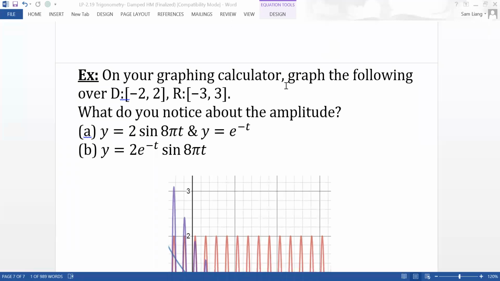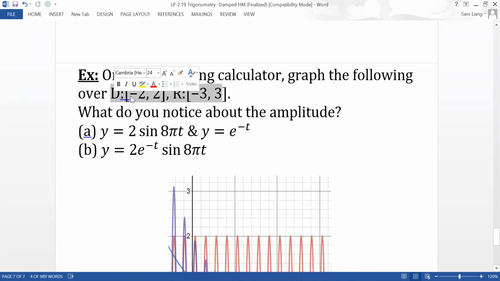If your graph doesn't look like that, make sure your window is this. It's most likely the window that's the problem. So negative 2 to 2 for x min and x max, and the range is negative 3 to 3. And make sure you use radians, as David said.